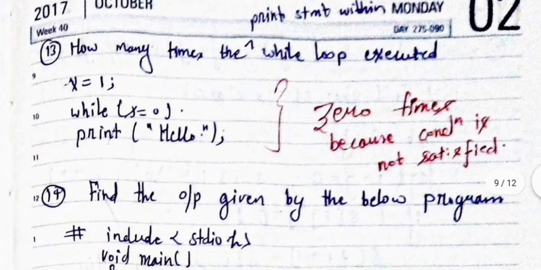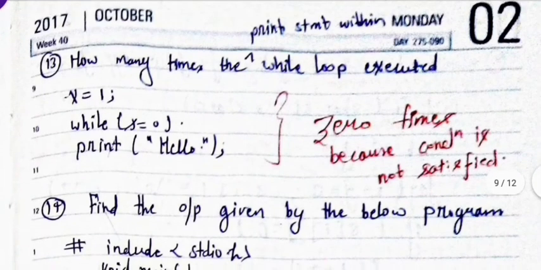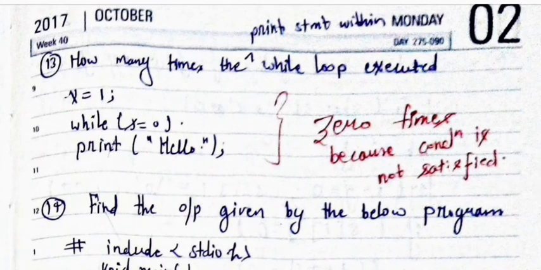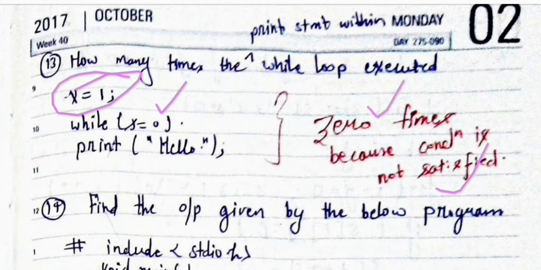The next question is defined as: how many times will the print statement be executed in the while loop? Here x equal to 1, while x equal to 0, print hello. So the answer is 0 times. Why? Because the condition is not satisfied, and in the case of the while loop, if the condition is satisfied then it executes the loop, else it does not execute. Here the value of x is 1, but the condition of the while loop is x equal to 0, so it is not executed. So we get the total number of executions of the while loop as 0. Now come to the next question.